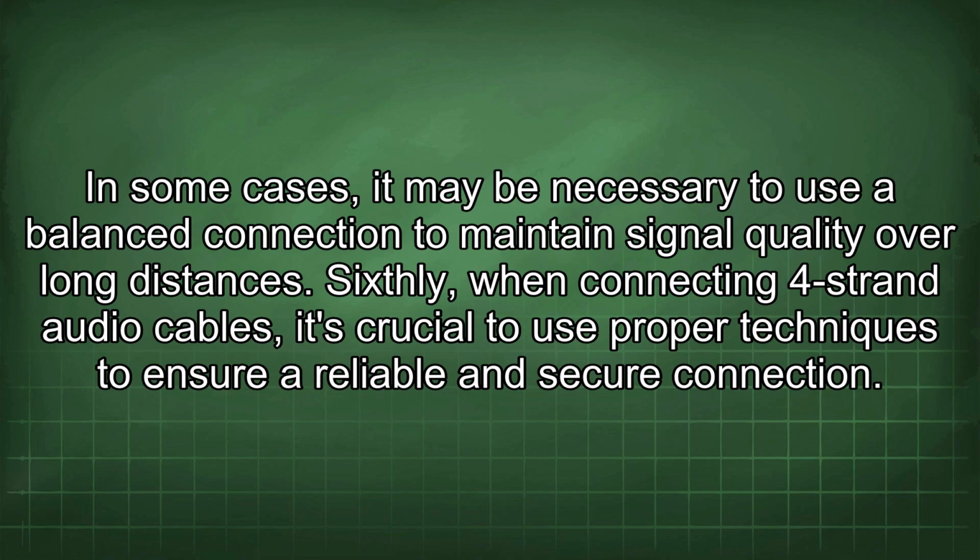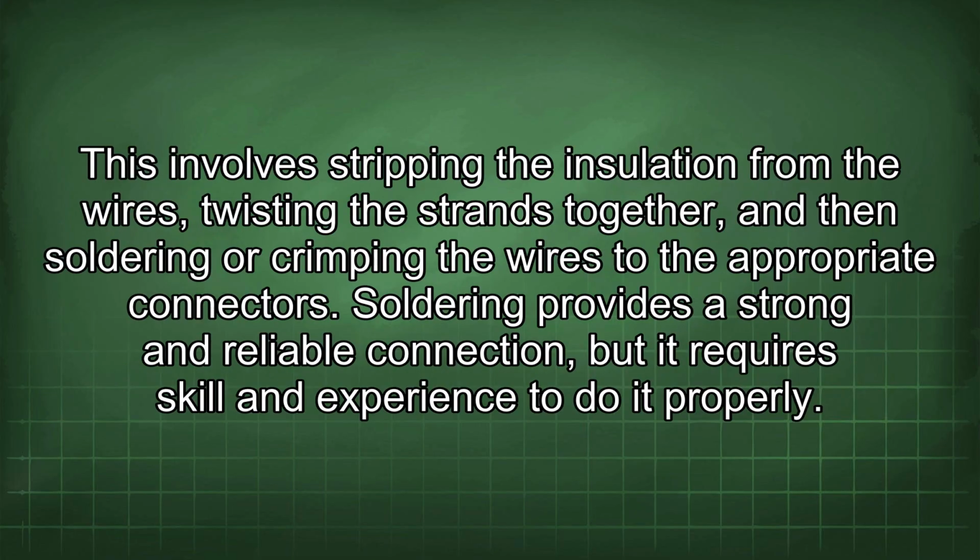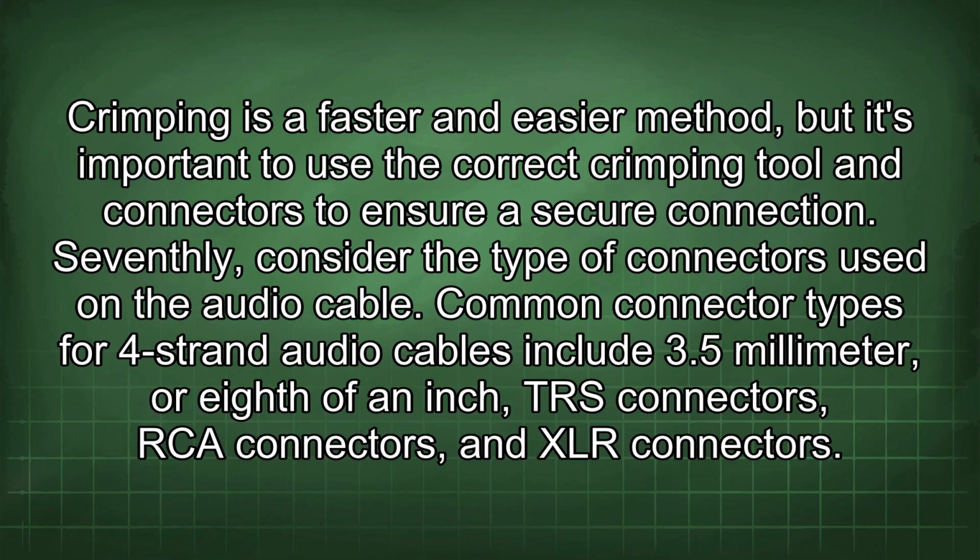Sixthly, when connecting 4-strand audio cables, it's crucial to use proper techniques to ensure a reliable and secure connection. This involves stripping the insulation from the wires, twisting the strands together, and then soldering or crimping the wires to the appropriate connectors. Soldering provides a strong and reliable connection, but it requires skill and experience to do it properly. Crimping is a faster and easier method, but it's important to use the correct crimping tool and connectors to ensure a secure connection.